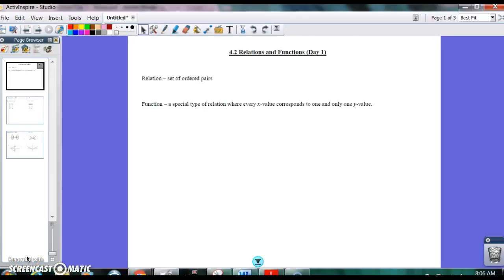Hey everyone, today we are going to talk about relations and functions. We're going to start our conversation about them. We'll talk about the differences between them and how you can tell when something is a function and when something is not a function. So I want to start with the idea of what a relation is.